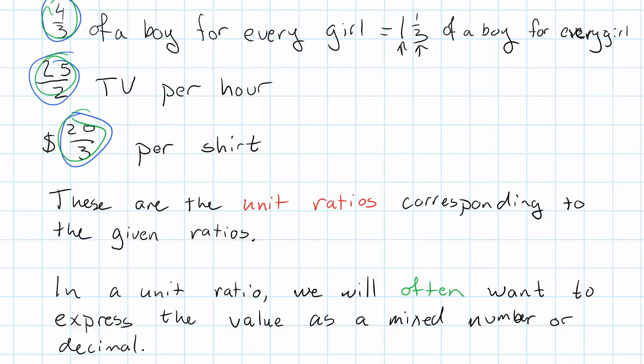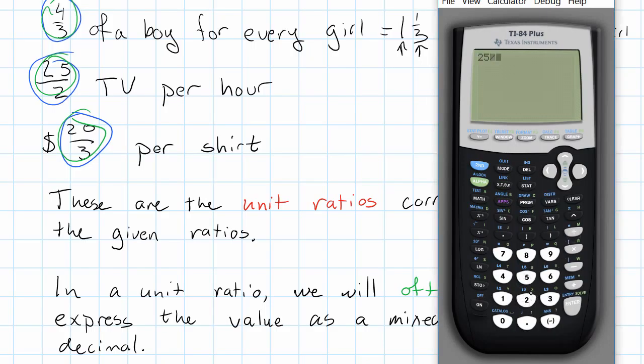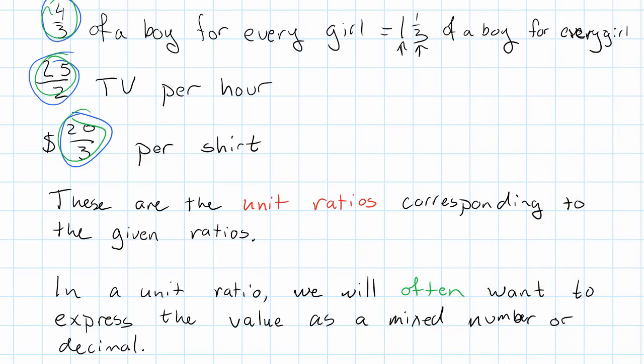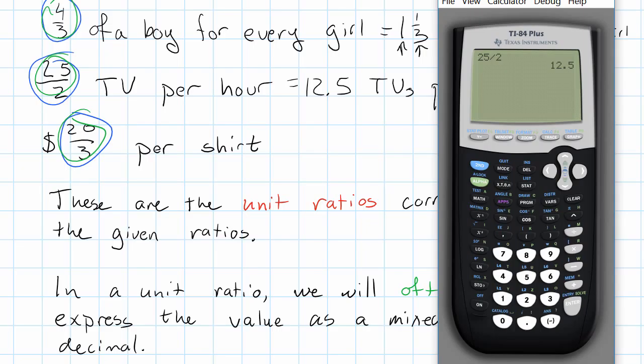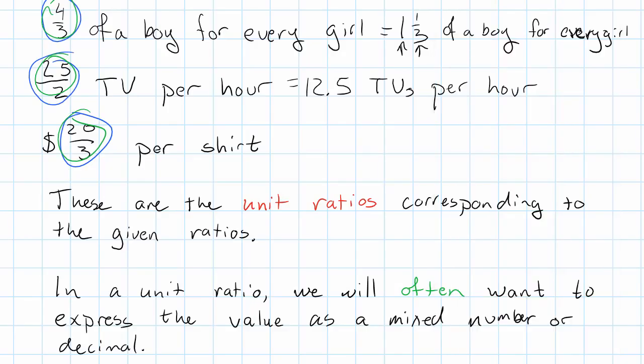Instead of 25 over 2 TVs per hour, let's see, 25 over 2, 12.5 TVs per hour. 20/3 of a dollar per shirt. Okay. Well, remember this is money, so we want to round it to the nearest hundredth, right? The nearest penny. That's about $6.67 per shirt.